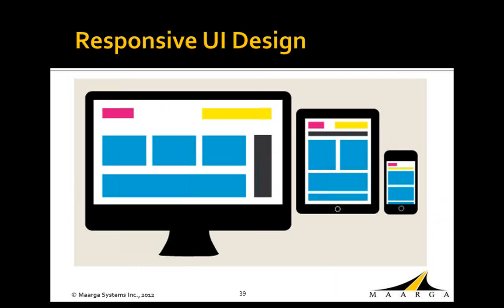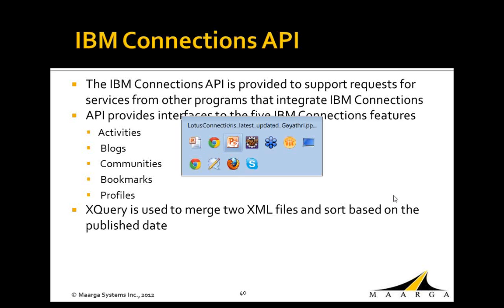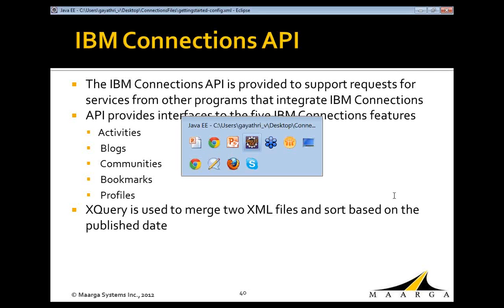The core to this is the IBM Connections API, which provides requests to services from other programs that integrate IBM Connections. There are API interfaces to activities, blogs, communities, bookmarks, and profiles. Let's take a quick look at the code where it's being used.